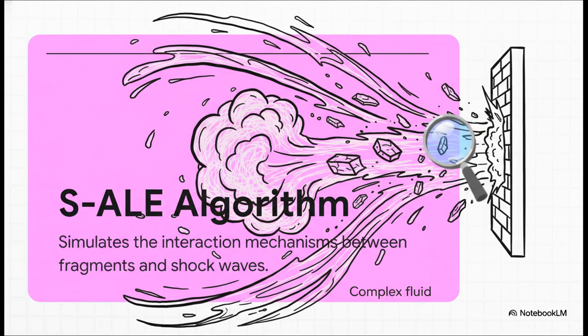And this is where some seriously cool tech comes in. One of their key tools is the SALE algorithm. That's S-A-L-E. It's a program that's designed to model the shockwave itself. And get this, it actually treats the blast like a complex fluid, simulating how that wave of high pressure moves and expands. This gives them a perfect picture of the first part of that devastating 1-2 punch.